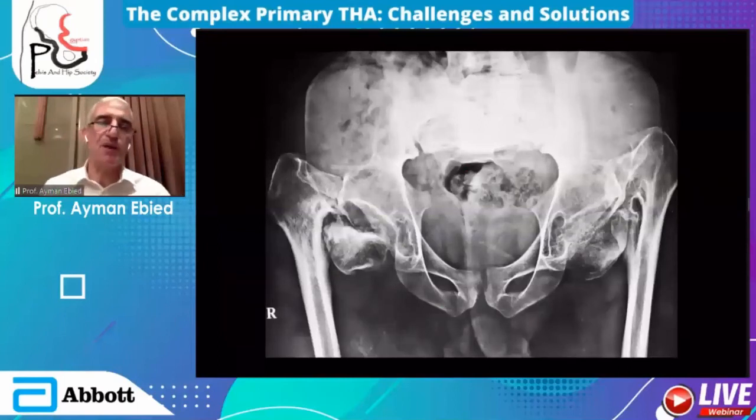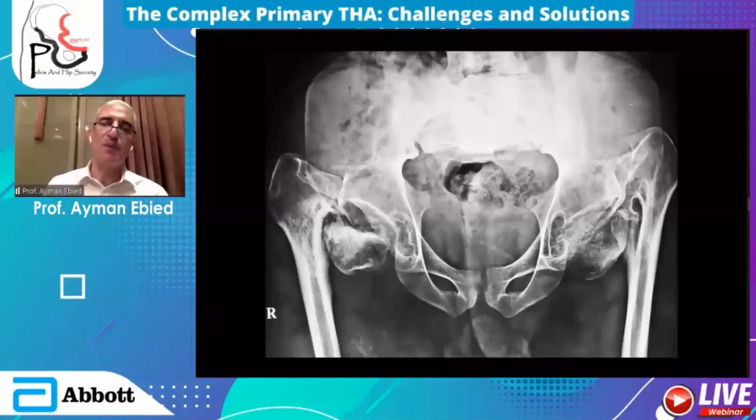This is not a case of DDH, it's a neglected varus, congenital coxa vara. But again, this is a proximal migration that is quite similar to Crowe type 4. And you see that there are deformities in the proximal femur, narrowing of the medullary canal, and to define the true medullary canal and to ream this medullary canal to achieve good fixation of a cemented system is something that you have to plan preoperatively.